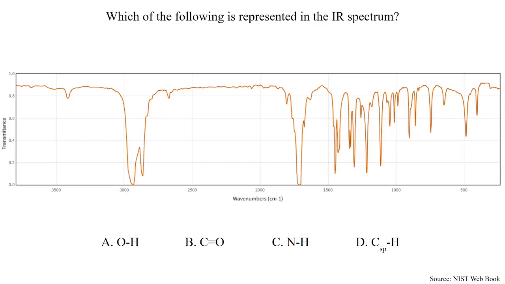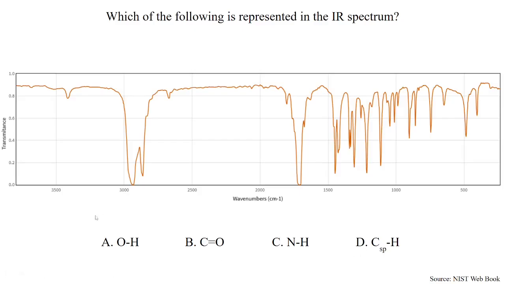What do you call it? The alkane peak, which is sp3 hybridized. Option D, that's only an sp2 hybridized carbon. That peak will appear around 3300, and we don't see that additional peak, so we can eliminate option D.